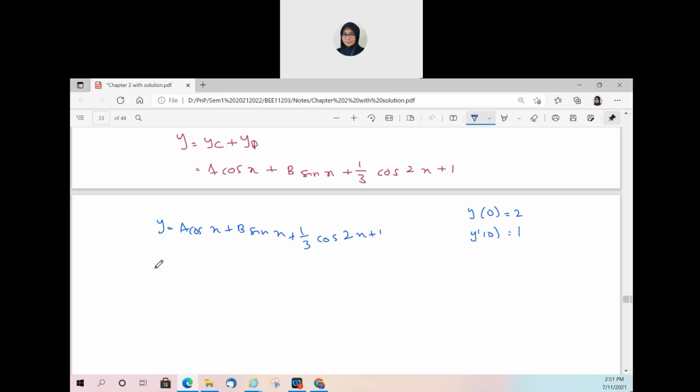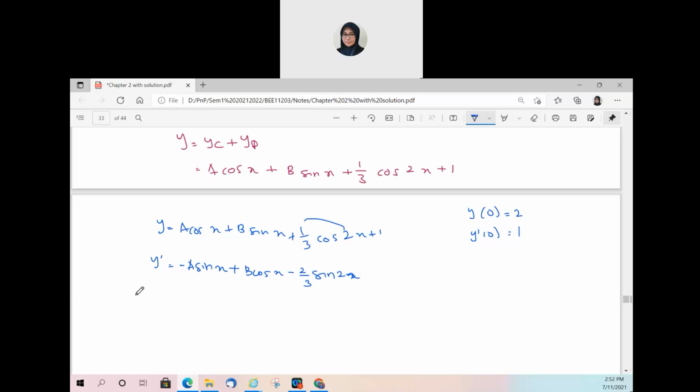Then you have to find y prime here. Y prime equals to, you differentiate these equations. A cos x, you differentiate cos x, what did you get? You get minus A sin x, right? Plus with, you differentiate sine, you get cos. So B cos x. This one you differentiate cos, you'll get minus sine. These two you bring to the front, then it will be minus 2 over 3 sine 2x, plus with, you differentiate 1, you'll get 0.